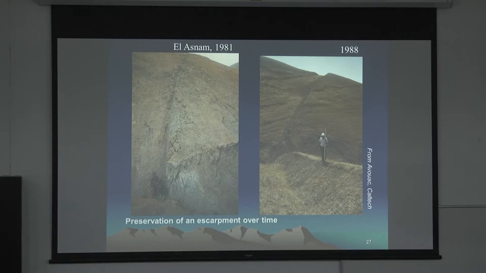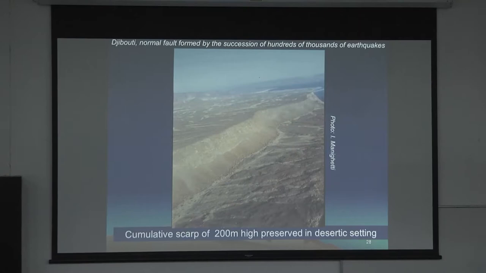scarp degrades. But if you have regular earthquakes, like here in the Asal Rift in Africa, then slowly and slowly you create potentially a large scarp and topographic feature. So obviously, when you look from far away on the satellite images, you will recognize such kind of topographic feature.